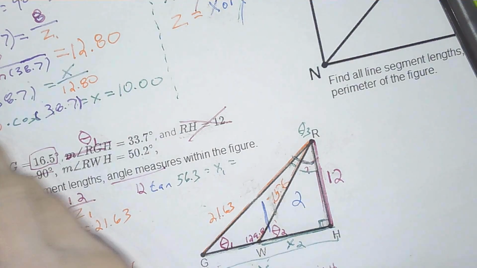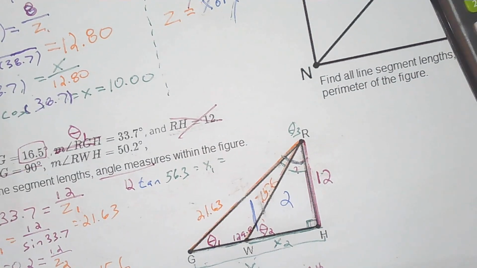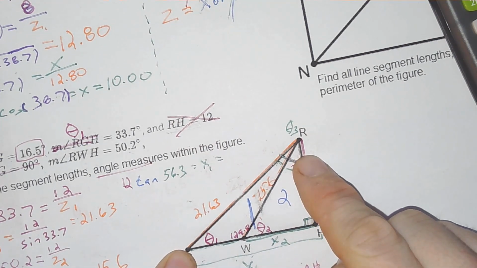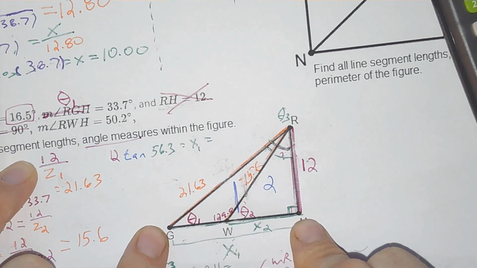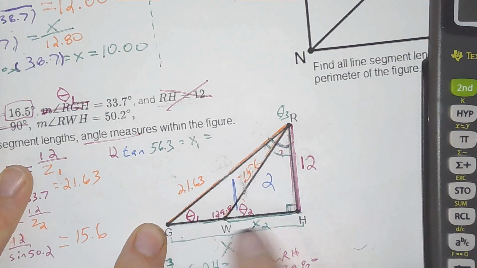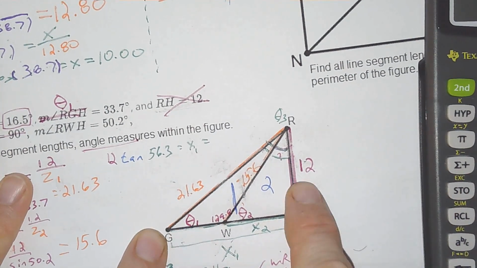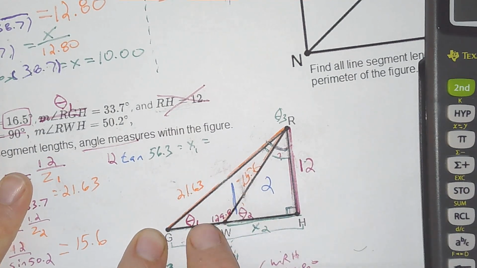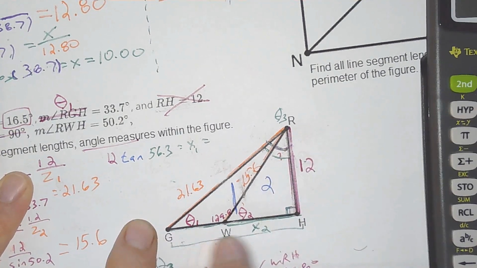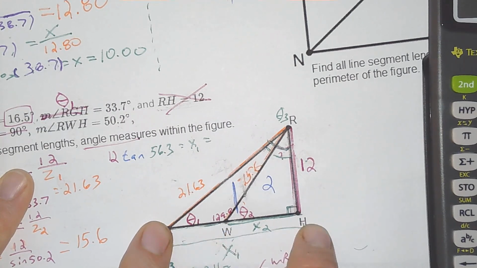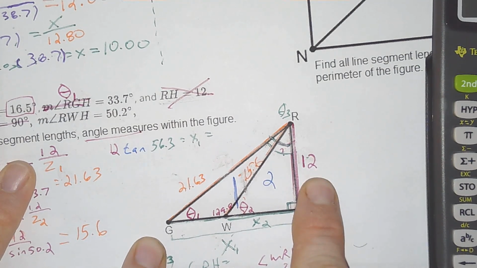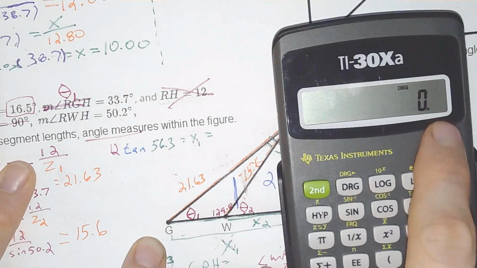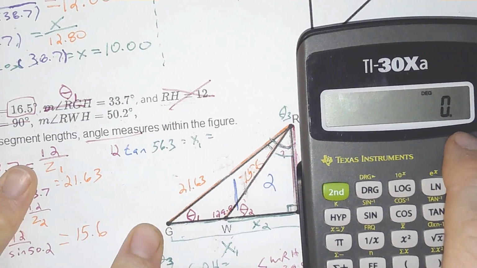Okay, and that's going to equal, all right, so here's my question to you. 56.3 is a larger angle than 33.7. So which one's going to have the longer side? When we type this in, 33.7 is a smaller angle than 56.3. Theta 1 is smaller than theta 3. So the opposite side length for theta 3 is going to be bigger than theta 1's opposite side. So x1 is going to be bigger than 12. You should expect to see that when you type that in. If it's not, you did something wrong with the algebra. So that's what you should expect to see.